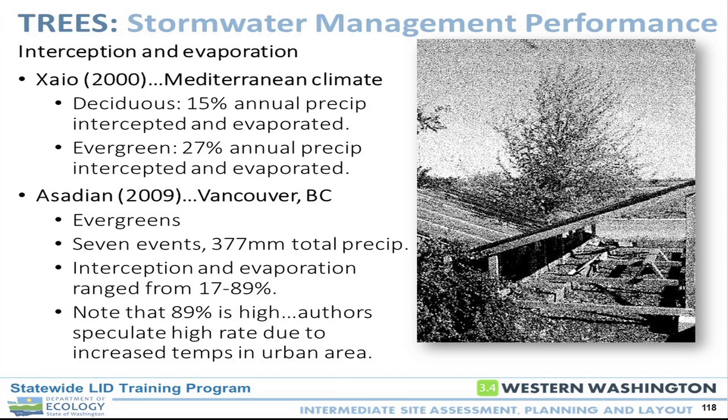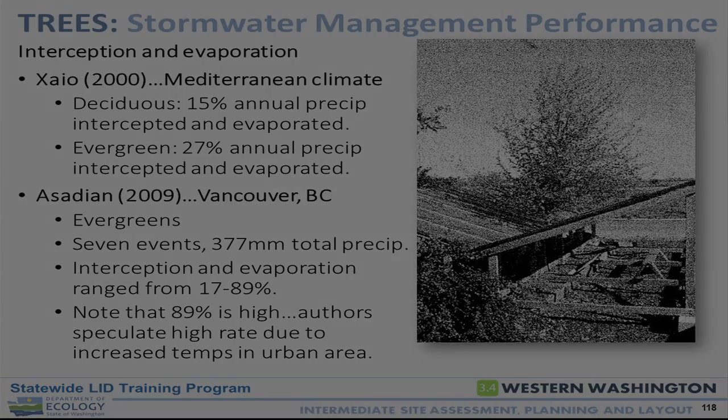Whew, that's high. That's really high. I wouldn't use that number. I think it's optimistic. But the authors noted that the 89% may be due to increased temperatures in the urban environment. Intuitively makes sense. So I hope everybody understands that for us, interception of the precipitation in a conifer canopy and then the evaporation is not so much driven by solar evaporation. It's more advective, air, wind blowing through the canopy and evaporating that water.